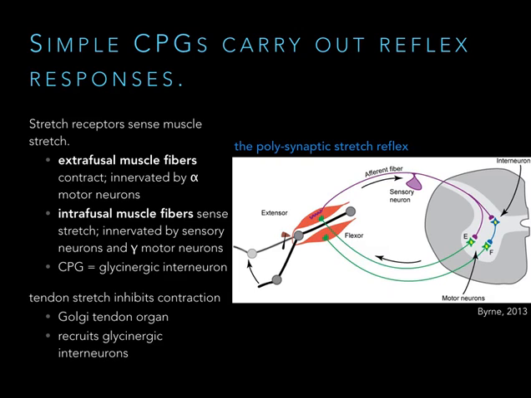To make this a smooth response, that central pattern generator is going to translate the excitatory glutamatergic input it receives into inhibitory glycinergic output onto that flexor motor neuron. So the flexor motor neuron gets inhibited, and that prevents activity of the flexor muscle from getting in the way of the shortening of the extensor muscle. And that's all that this central pattern generator does. Carries out a simple reflex.